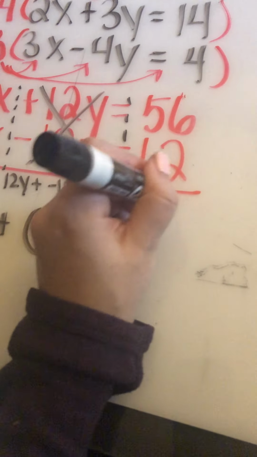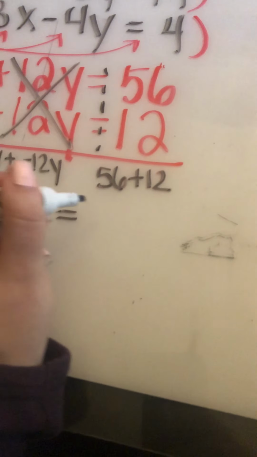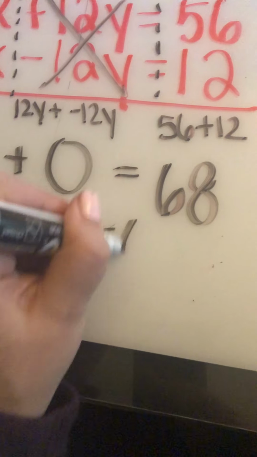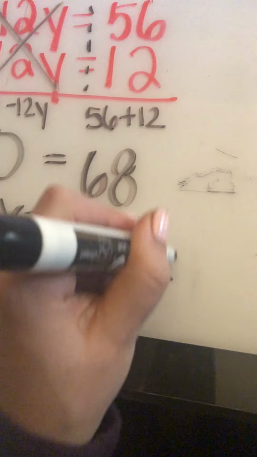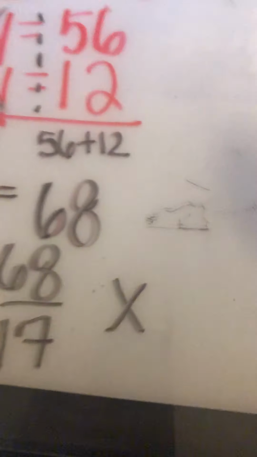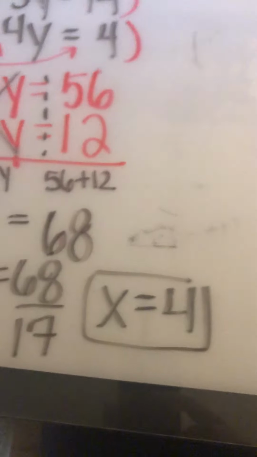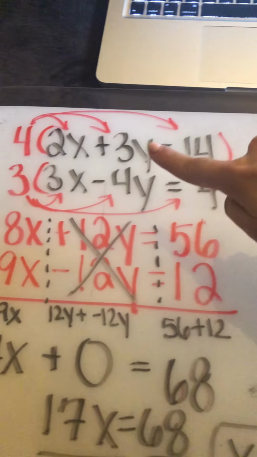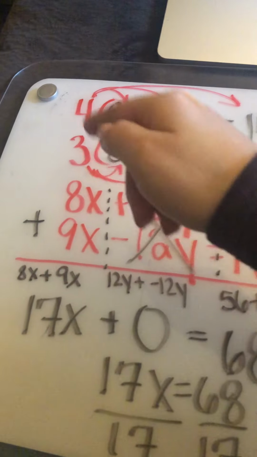56 plus 12 gives us 68. Yep, so bring down the equal sign, 68. And then we just rewrite it without that 0. So we have 17x equals 68. Divide by 17 on both sides. And we'll get a final answer of x equals 4. Okay? So again, we chose to multiply by flip-flopping the coefficients. We made sure that the products would come out opposite each other so that we can use addition to eliminate.